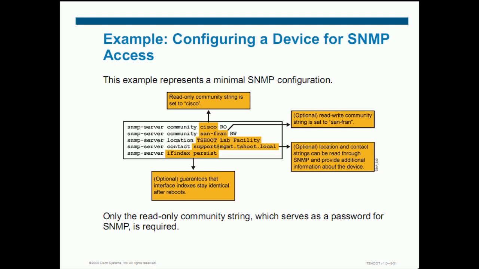So you have an option to use the snmp-server ifindex persist command to make sure that your indexes stay there. All right, now read-write strings are optional. You don't even need to put those in. And the location and contact are also optional. So to really make SNMP work, the most you really need is a read-only community string. And that, again, like I said, acts as a password for SNMP.